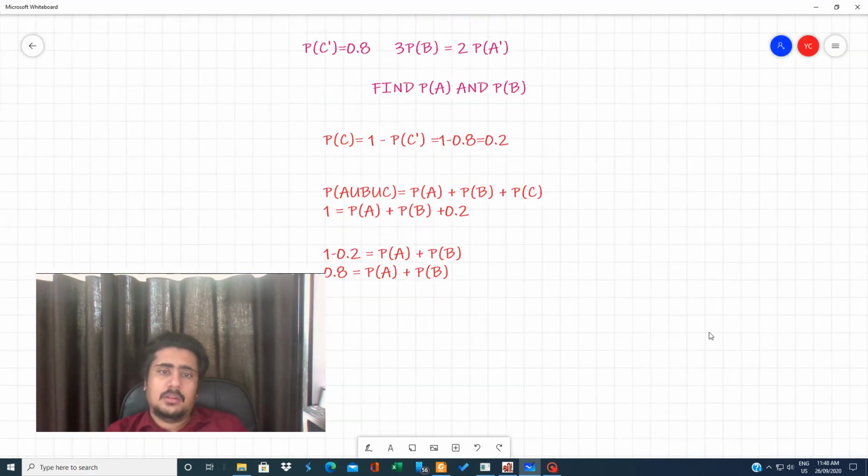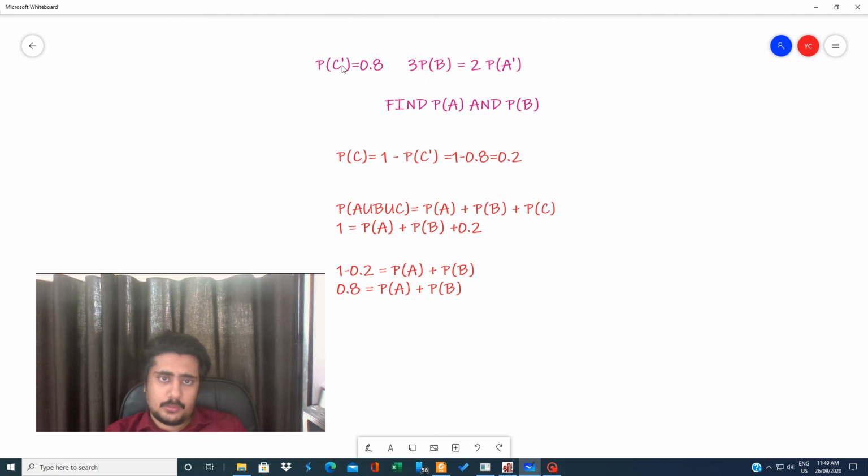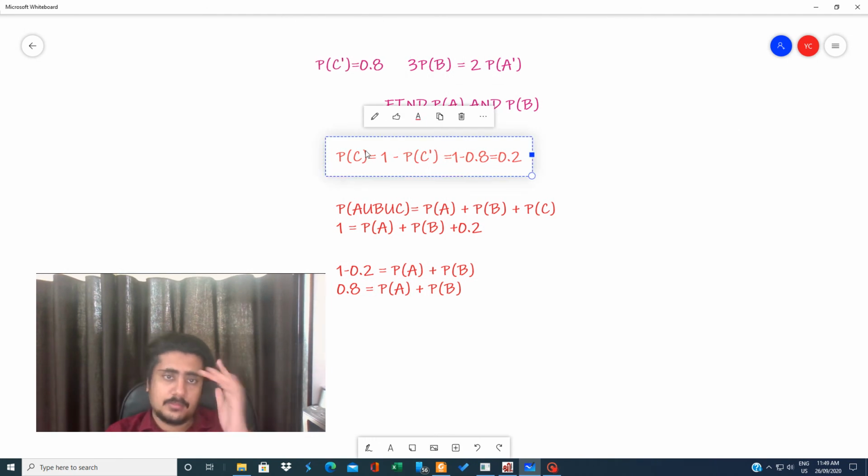Now, if P of C dash is 0.8, then you can find P of C from P of C dash. How can you find P of C? P of C is equal to 1 minus P of C dash. So it is 1 minus 0.8, that is 0.2.